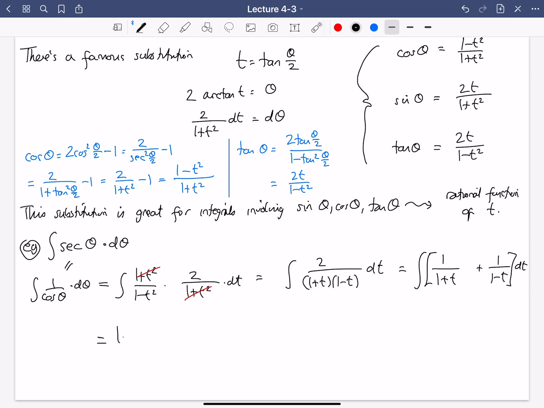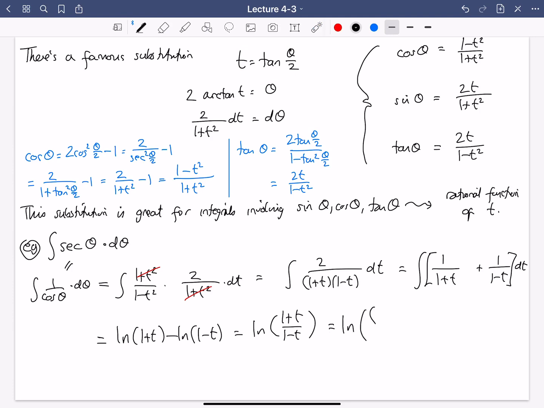So now we can integrate, right? It's ln(1 plus t) minus ln(1 minus t). Or a bit better, it's ln of (1 plus t) over (1 minus t). So we've calculated the integral, except we've got the answer in terms of t, and we want to go back to theta. So you have to do a little bit more algebra here.